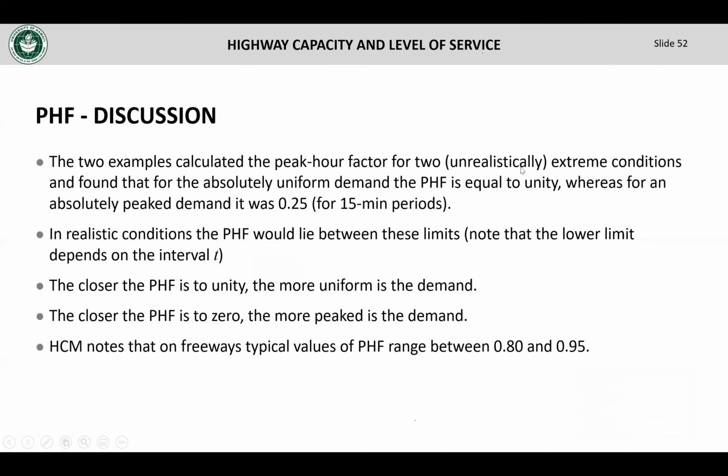Like I said, these two examples are extremely unrealistic conditions. Most of the time, you're not going to get that much variation. And here I put between 0.8 and 0.95. Those are typical values. The closer the peak hour factor is to unity, the more uniform the demand is. And the closer the peak hour factor is to 0, the more peaked the demand.